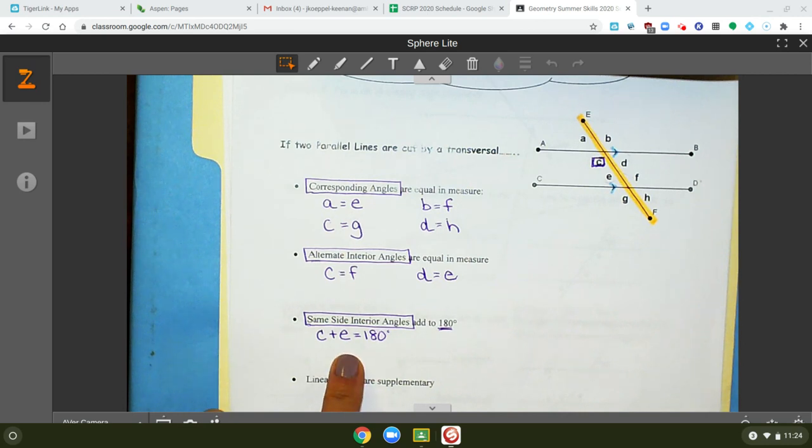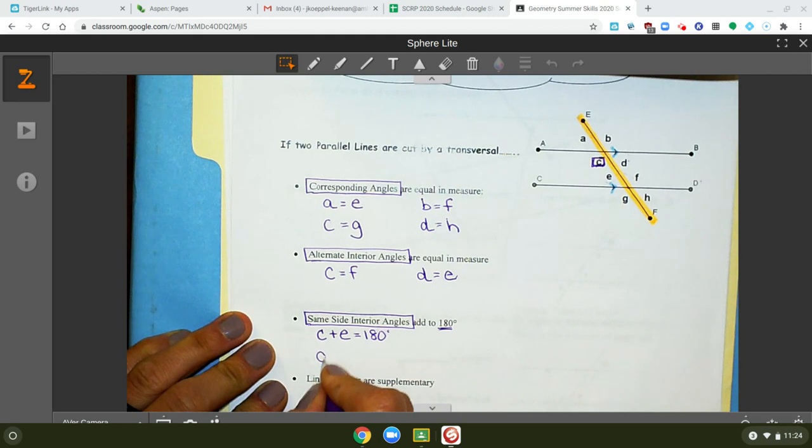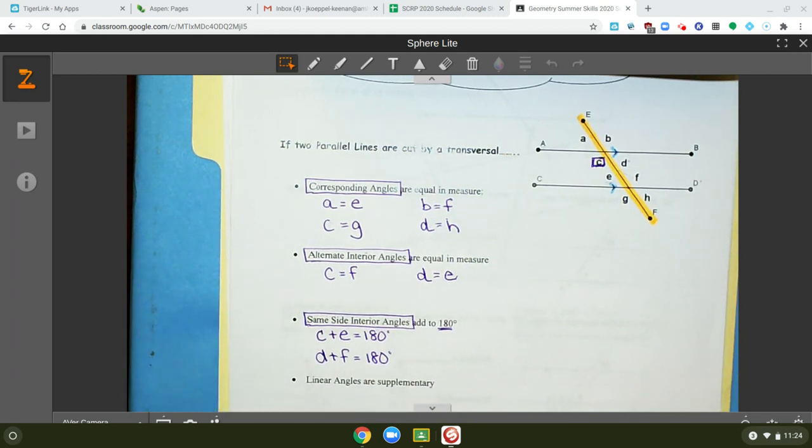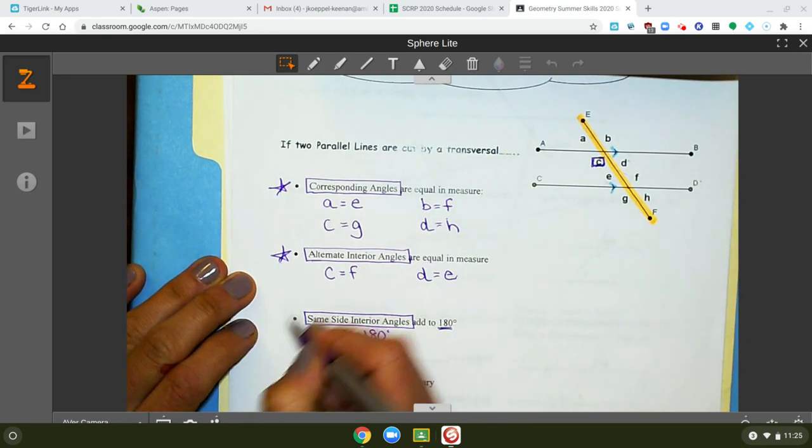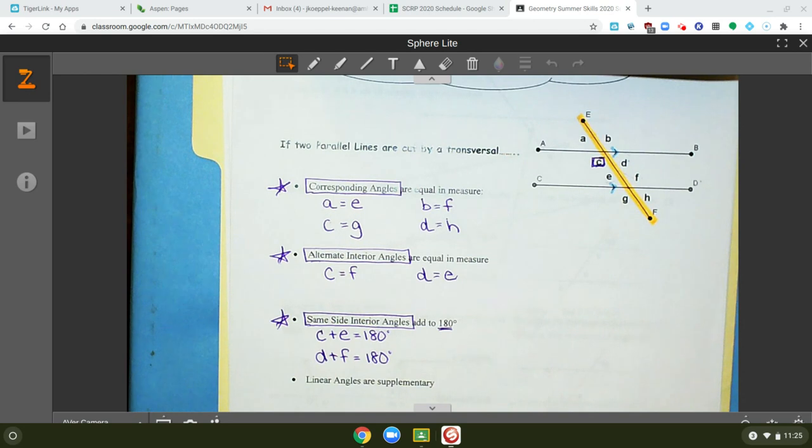All right, so we've got one more pair. So that's going to be D. D is on the right side of the transversal. So what other angle on the interior right side? That would be F. So that means D plus F is equal to 180 degrees. All right, ladies and gentlemen, I'm going to put stars here, here, and here. These are your three new angle relationships for today.